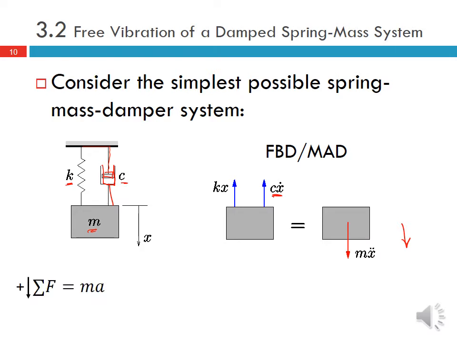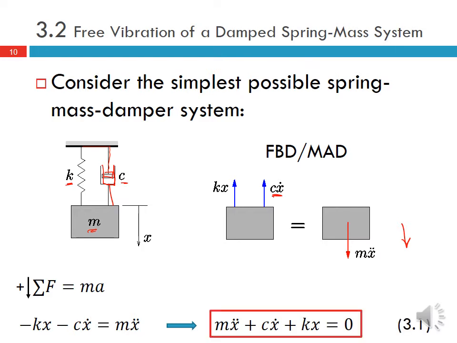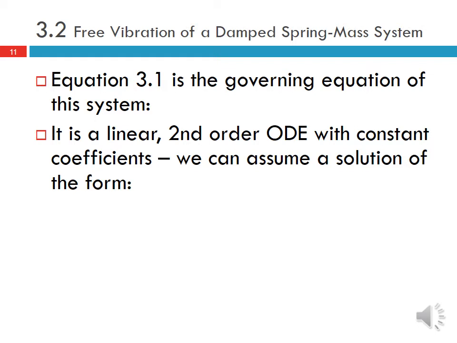Now we can write Newton's laws. The sum of F is equal to ma, down is positive. We have minus kx minus cx dot equals mx double dot, which we can rearrange as shown here. So mx double dot plus cx dot plus kx equals 0 is the standard form of the equation of motion for a single degree of freedom damped spring mass system. It's very similar to the undamped case, where we still have the 0 on the right hand side. We just have this additional term representing the damping. So this is the governing equation of our system. It's a linear, second order, ordinary differential equation with constant coefficients.